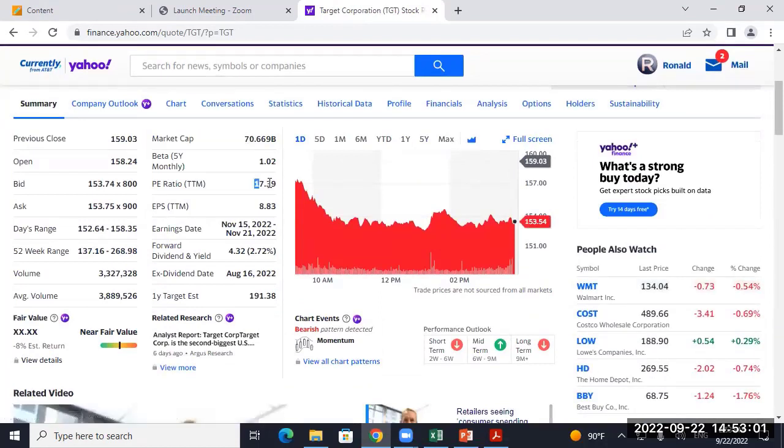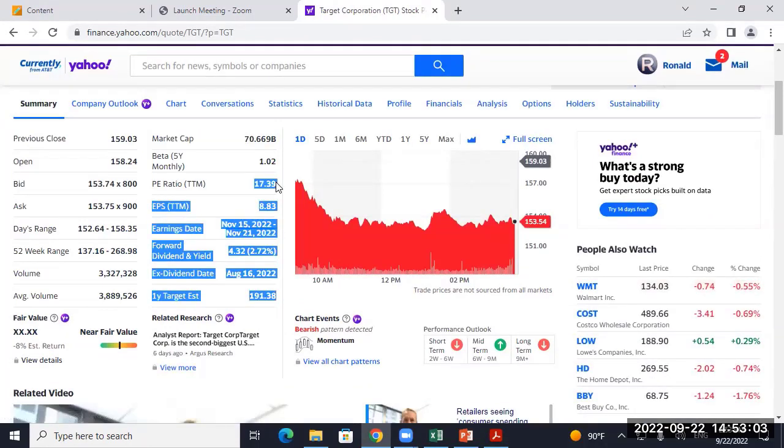Target is a 17 PE. So you have to pay $17 for $1 of earnings at Target, but you only have to pay $3 for Macy's. The market says Target's a much better stock than Macy's.